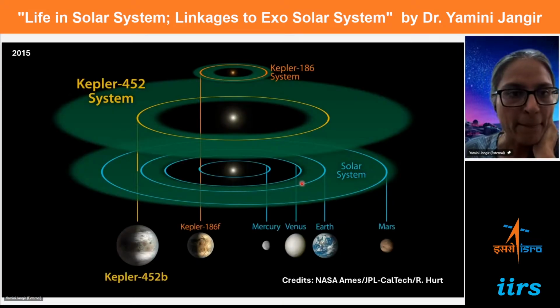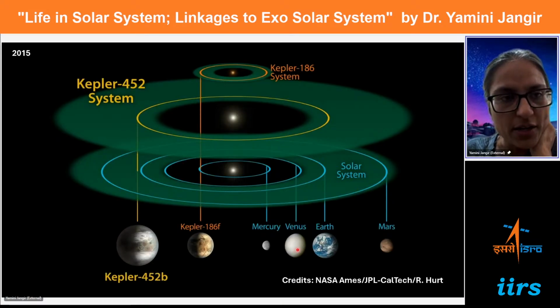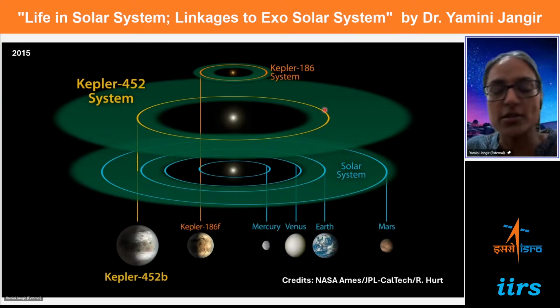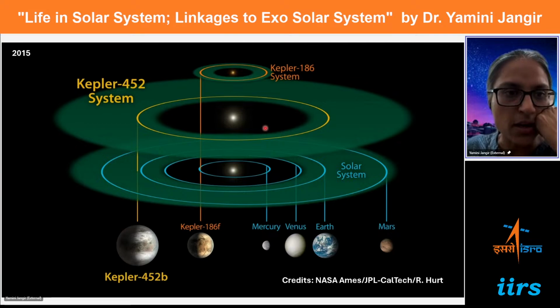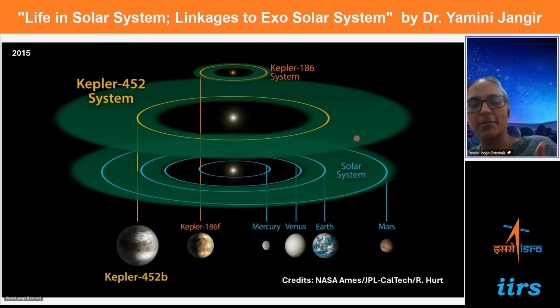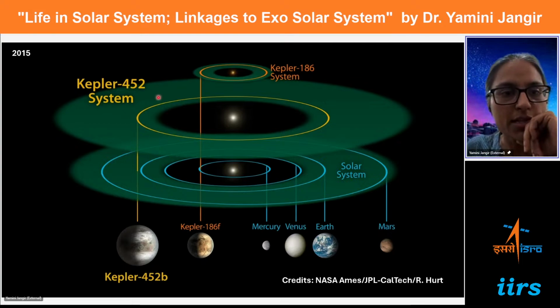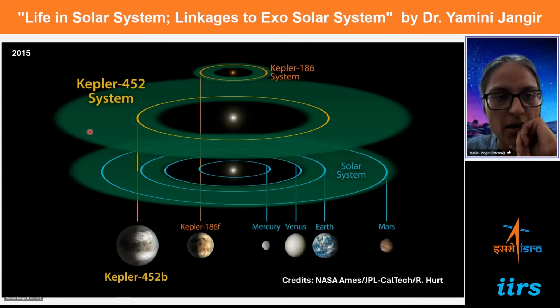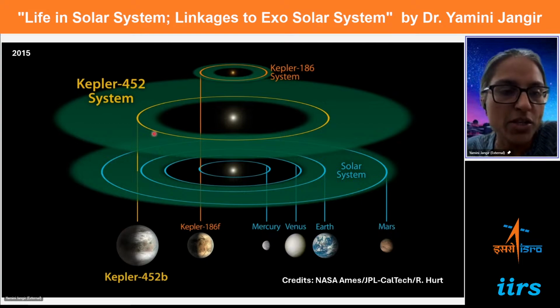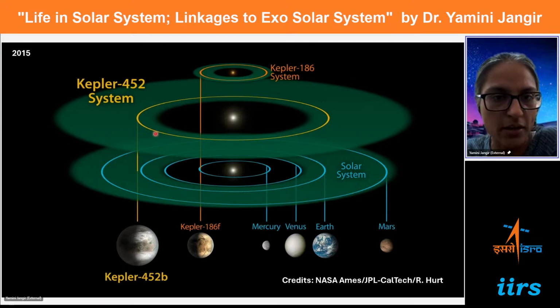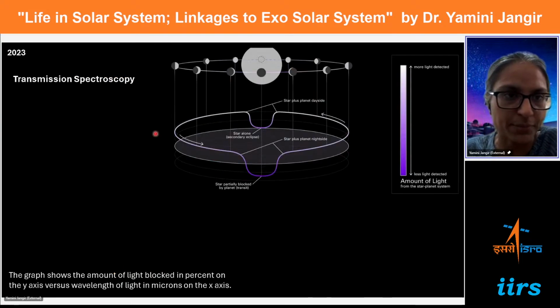So with that taken into picture, of course, there is the Kepler 432 system, where the star is about twice as big as the Earth's sun, and the distance is about the same as Earth. So this is a very popular planetary system which is being studied for exoplanet habitability.